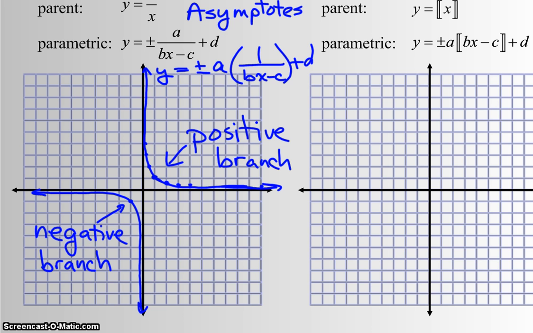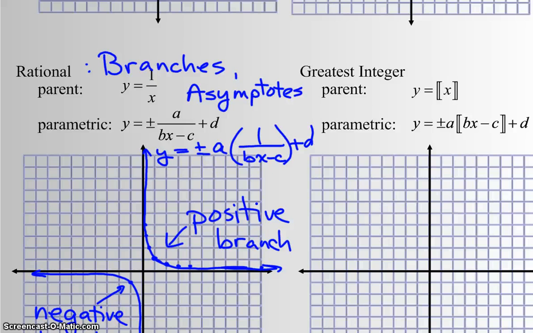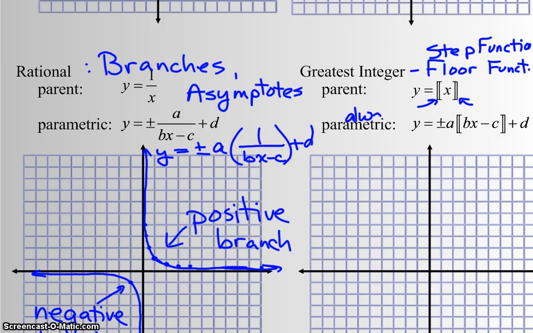The last two functions we're going to look at are the greatest integer function and piecewise functions. The greatest integer function is also called a floor function or a step function. The notation for greatest integer function is this double bracket. And what it means is always round down to the next whole number.